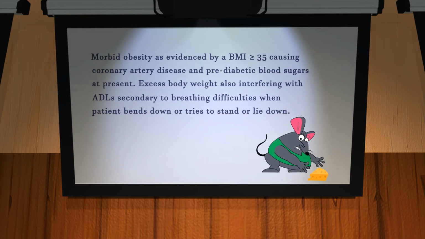Or morbid obesity as evidenced by a BMI greater than or equal to 35, causing coronary artery disease and pre-diabetic blood sugars at present. Excess body weight also interfering with ADLs secondary to breathing difficulties when patient bends down or tries to stand or lie down.